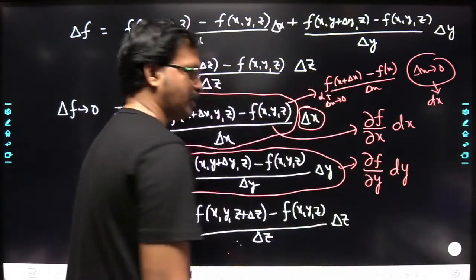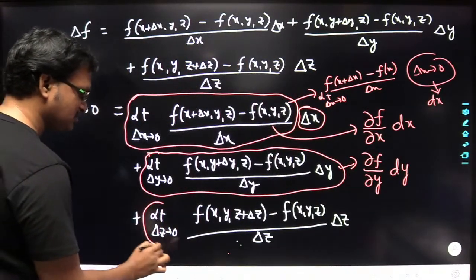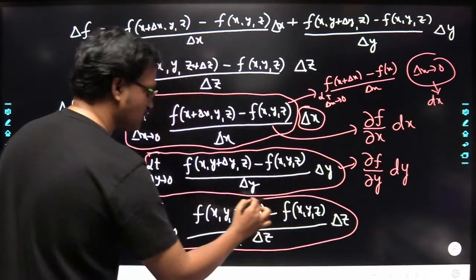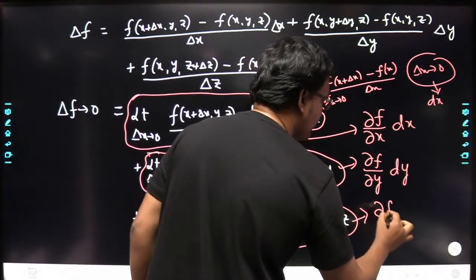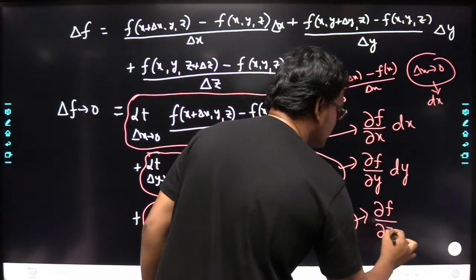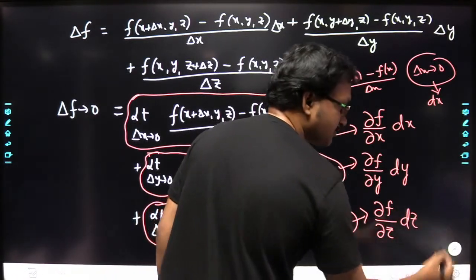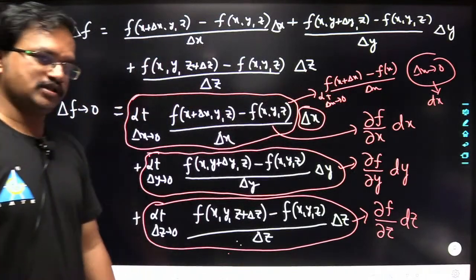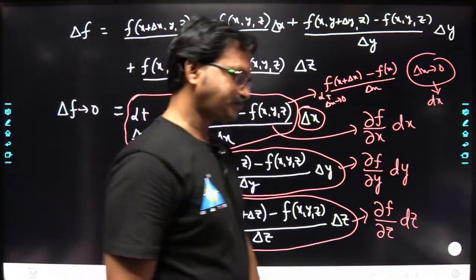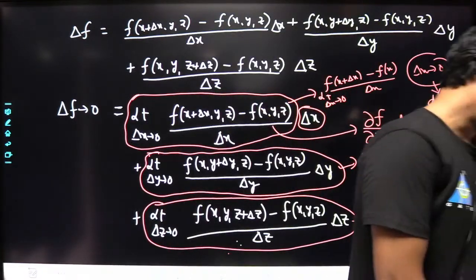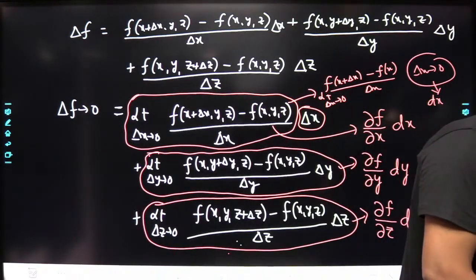Now this term here, similarly I can represent as dou f by dou z into dz. So in this manner we can represent it, yes or no? Is it clear up till now?